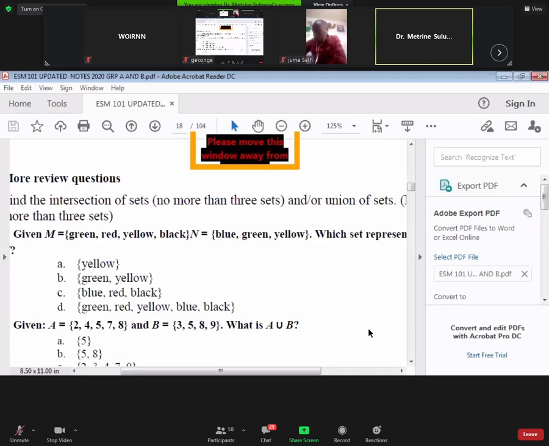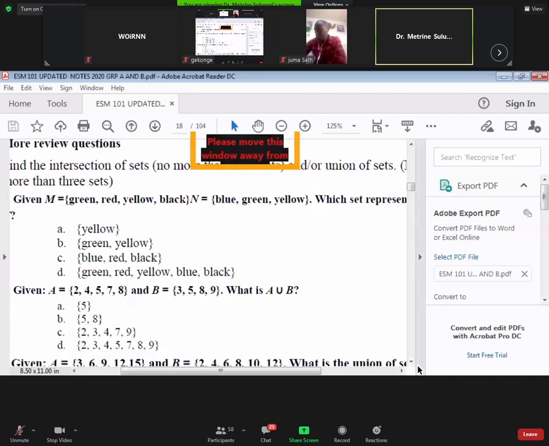Suppose we were interested in the intersection. We are saying which element is common in the two. Green is in M, green is in N. So one of them is green. Another one is yellow. Yellow is found in M, yellow is found in N. So M intersection N is green and yellow. But M union N is green, red, yellow, blue, black. That's example number one.